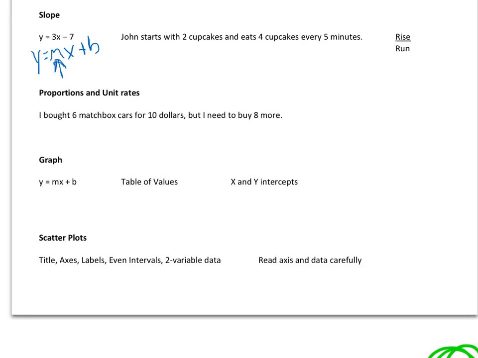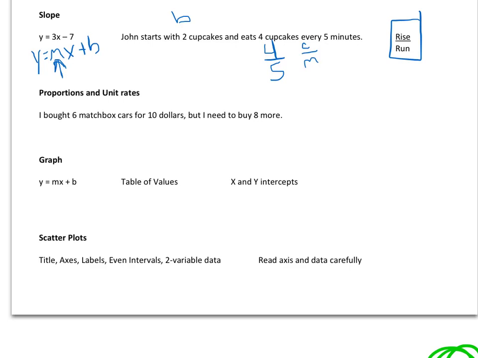If you have it in a word problem, it's got to be some type of rate. So he starts with 2 cupcakes. Well, that sounds like an initial amount. So that's going to be our y-intercept. And then 4 cupcakes every 5 minutes. Well, that's simply the fraction 4/5 cupcakes per minute. That's our constant rate of change. Sounds delicious.